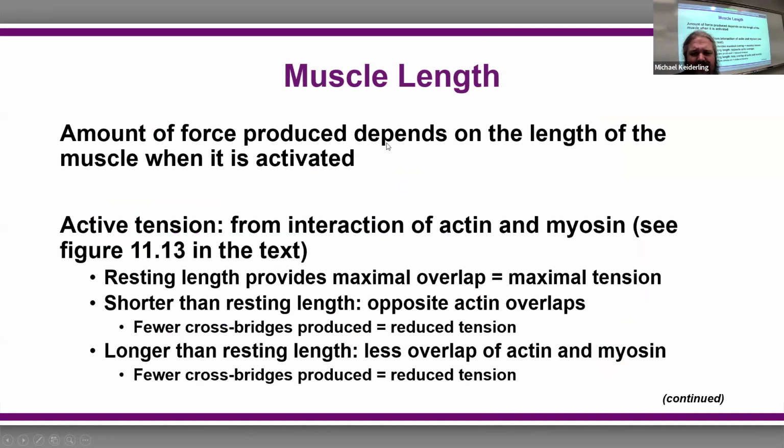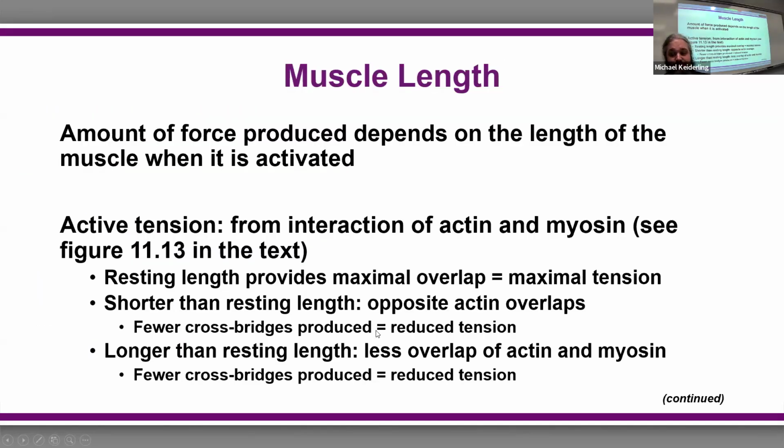And the amount of force produced depends on the length of the muscle when it's activated, but it's not a simple linear relationship. There's active tension from the interaction of actin and myosin. And there's a maximum overlap, which provides maximal tension. That's the resting length. If it's shorter than the resting length, you get opposite actin overlap, fewer cross bridges, reduced tension. If it's longer than the resting length, you have less overlap of actin and myosin. Again, fewer cross bridges, reduced tension.